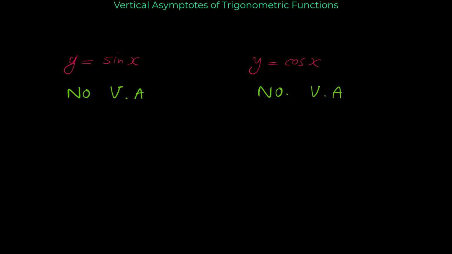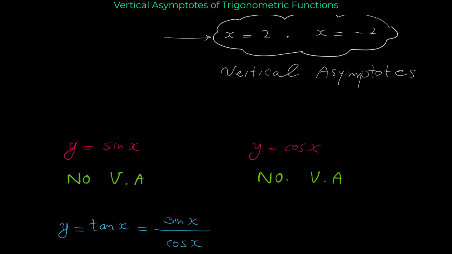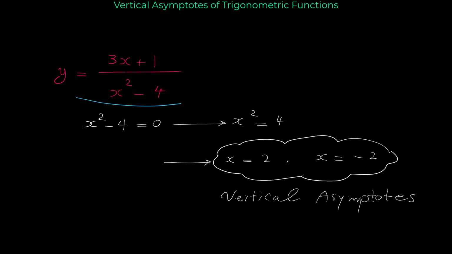When we talk about the vertical asymptotes of trigonometric functions, we talk about tangent, cotangent, secant, cosecant. For example, let us start with the function tangent x. Why does this function have vertical asymptotes? Because if you remember the definition of tangent, or this identity from trigonometry, we can always write tangent as sine over cosine. Now as you can see, this is like a fraction. We have a denominator. This is like a rational function.